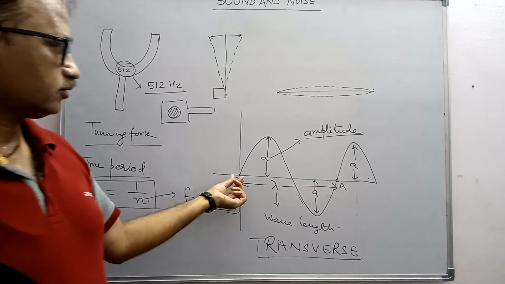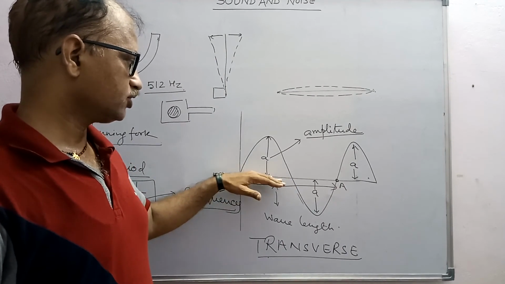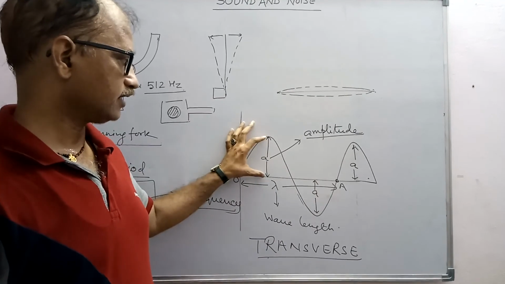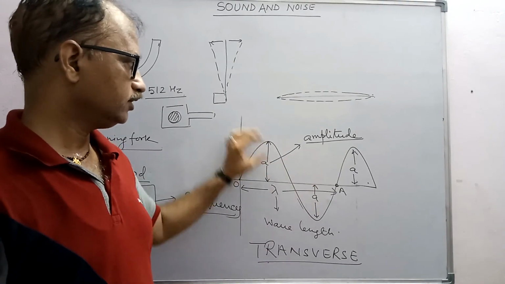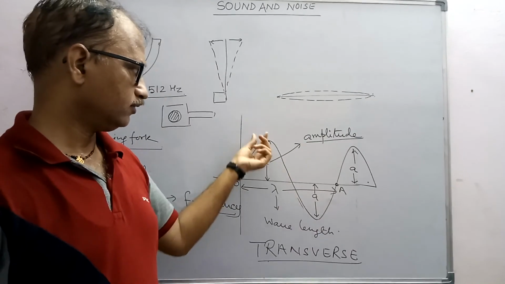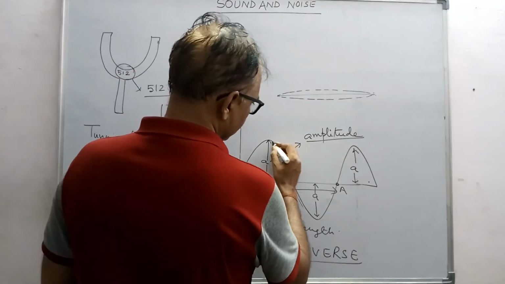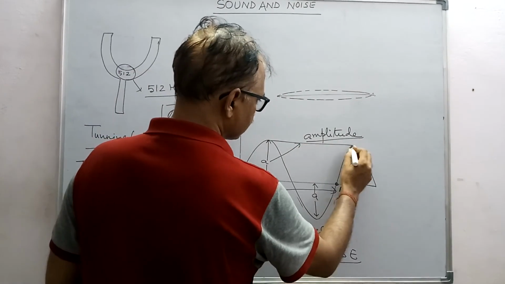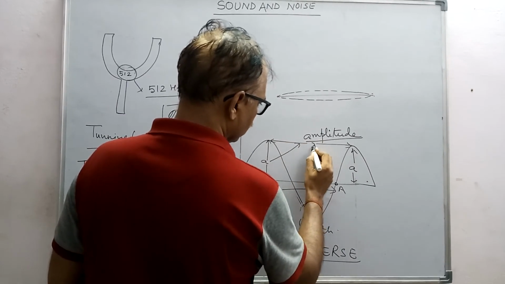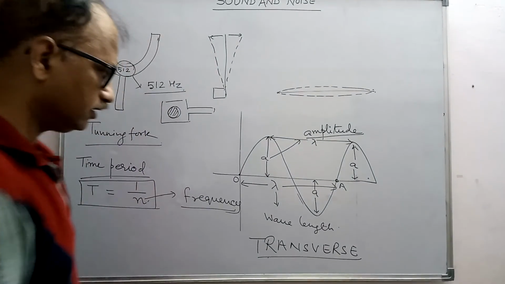That is the maximum displacement of the particle about its mean position, from the initial level to the maximum curve above and below. This is called amplitude. These points are called crest, and this is called trough. The wavelength is also defined as the distance between two crests, two maximum points. From this to this is also called wavelength, represented by this symbol, lambda.